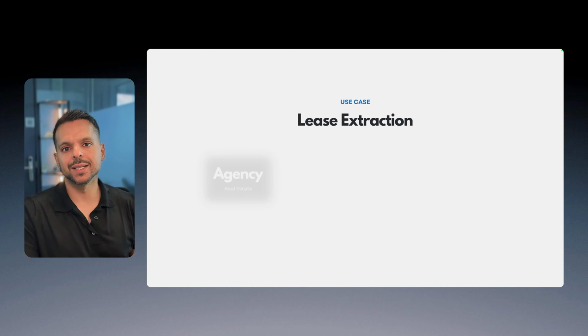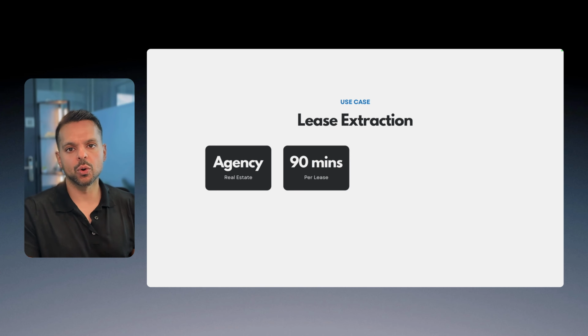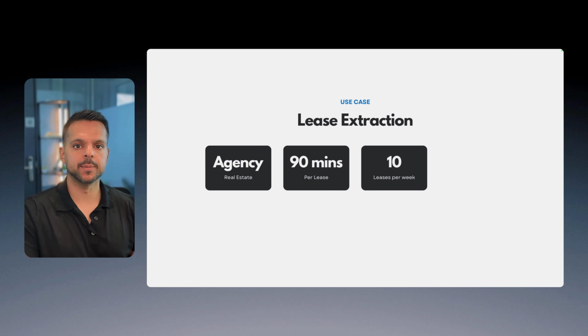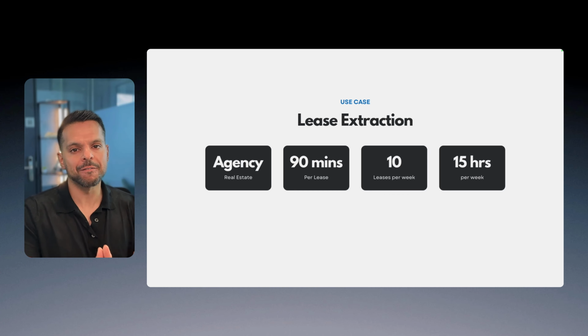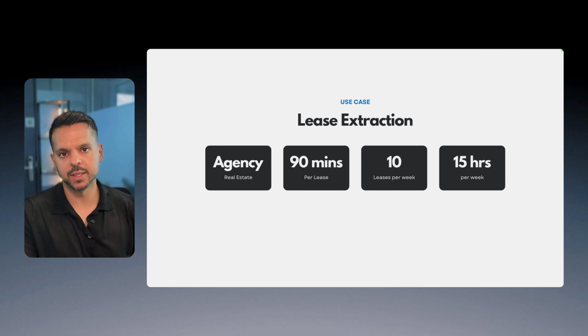This organization is an estate agency. They take on average 90 minutes to go through a particular lease. Each lease can have up to 90 pages or even 200, and that could take up to 2 hours. They have around 10 leases per week. So the total comes to around about 15 hours of time spent extracting information from a particular lease.